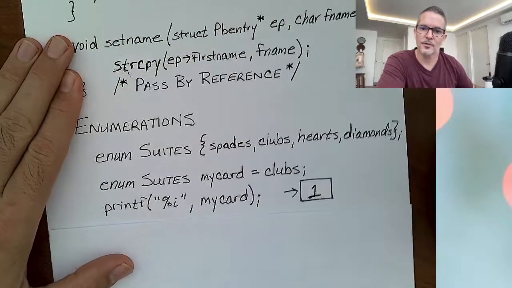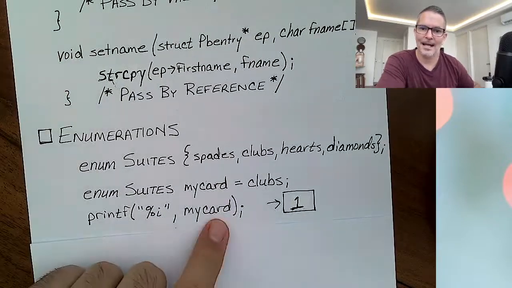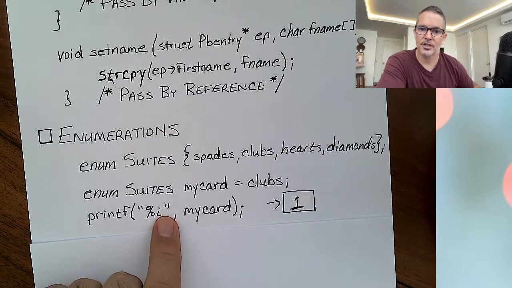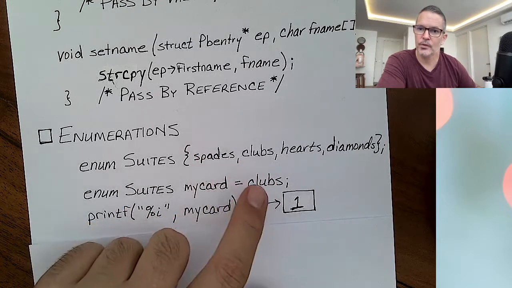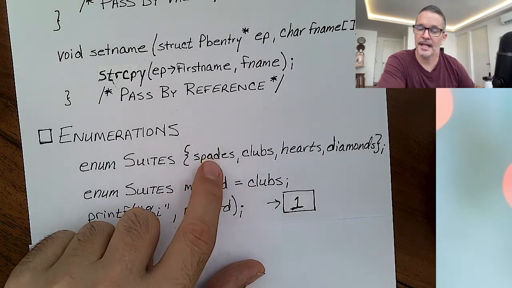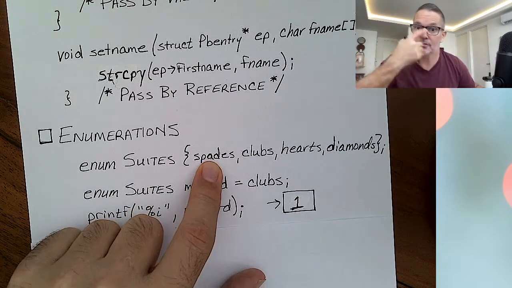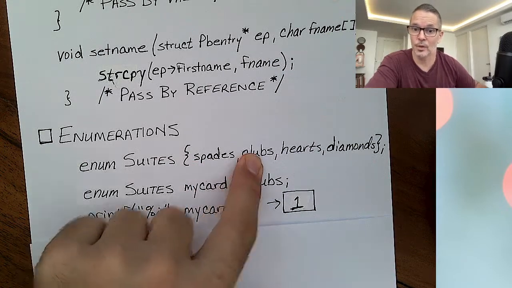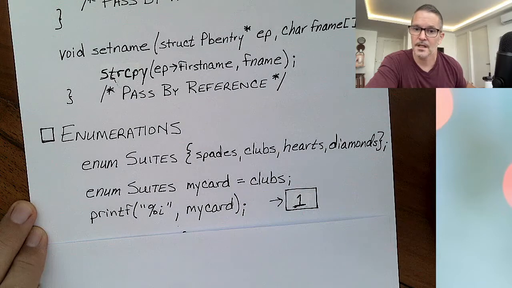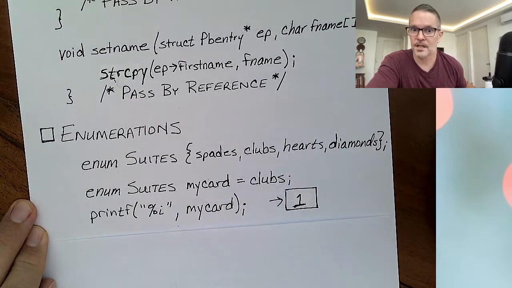So here, if I were to print out my card, I would print it out as an integer, and it would have the value 1. Because in an enumeration, each potential value of the enumeration takes on an incrementally increasing integer value starting at 0. So spades is 0, clubs is 1, hearts is 2, diamonds is 3. You don't need to know what the values of these enumeration type values are. It's just that they need a value so that you can compare them and work with them and see if they're equal to each other.